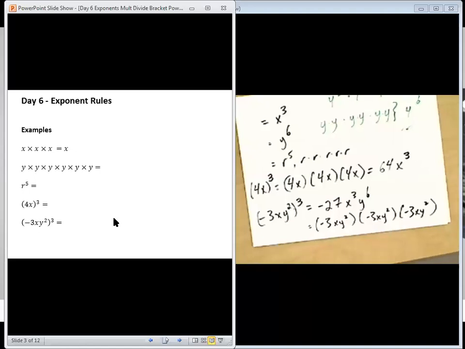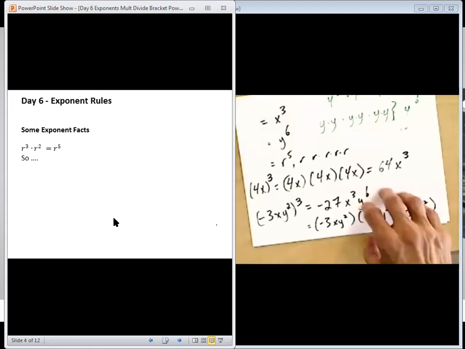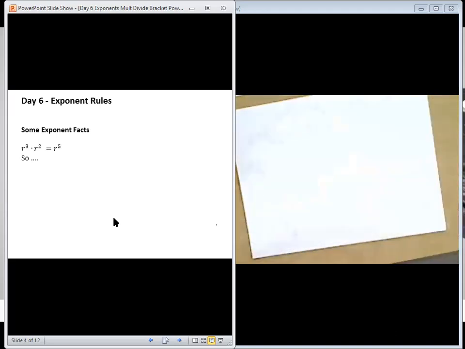Right, so we got those examples started there. Now what we got here, I call them facts on the slide. I call them properties. In your textbook, if you had one, you'd see that as rules of some sort.